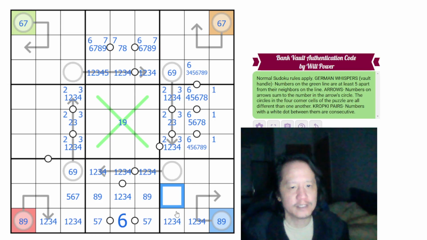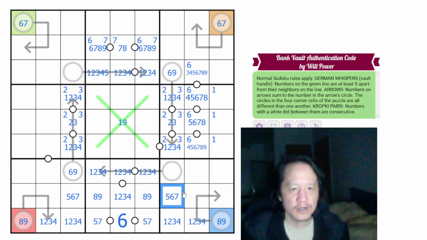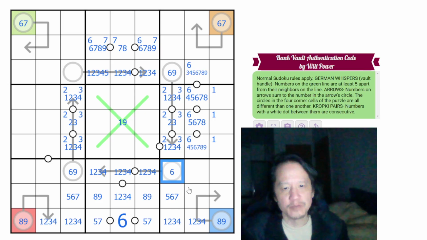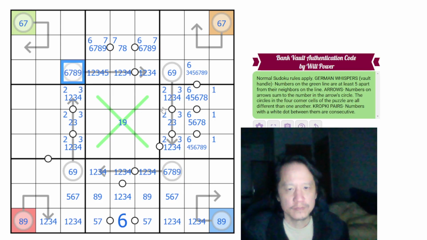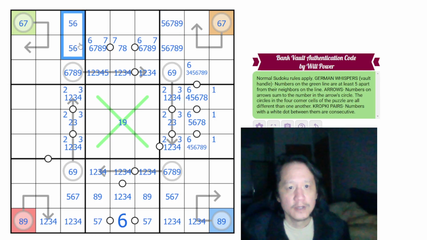Again, this has to be then 5, 6, or 7, because it cannot be 8, 9 because of the 8, 9 pairs in the rest of this column. This could obviously be 6 through 9. This could be 6 through 9. The rest of this has to be 5, 6, 7, 8, 9.